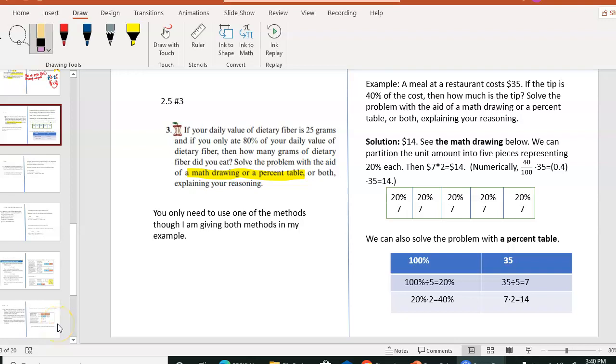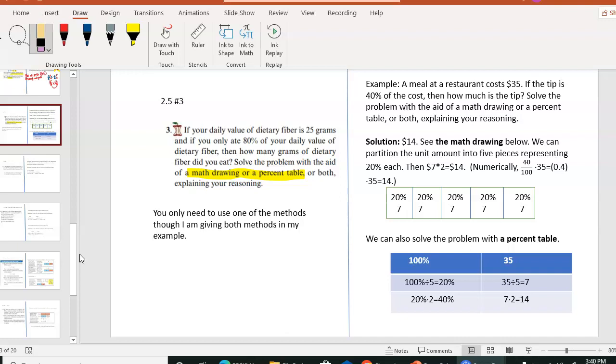Section 2.5, homework problem number 3. In this section, we're going to learn to use either a math drawing or a table to solve problems related to percentages. Both methods, especially the table method, are very useful, and these methods will also be used in MATH1102.